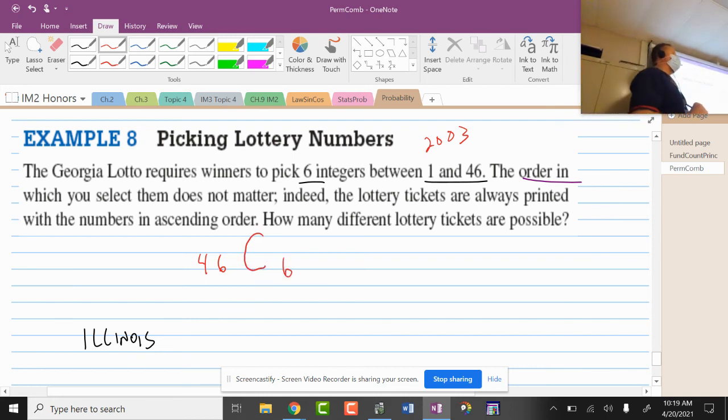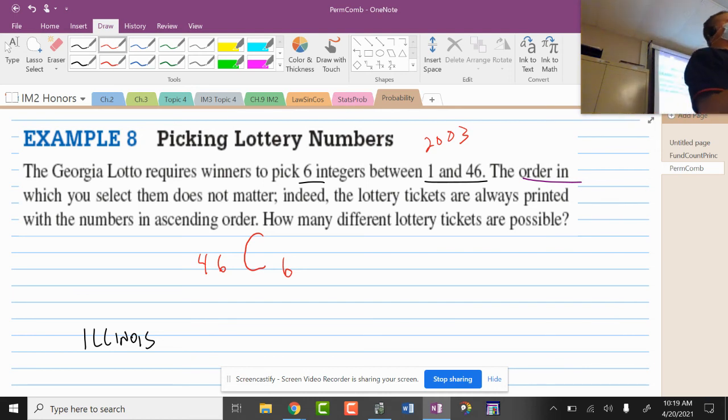I remember Illinois Lotto, I think when it first came out, was only 40 numbers, when my mom and dad started playing. Now it's 52. What do you think happens when you add the numbers? What does it do to the amount of ways? It greatly increases. So 46C6.